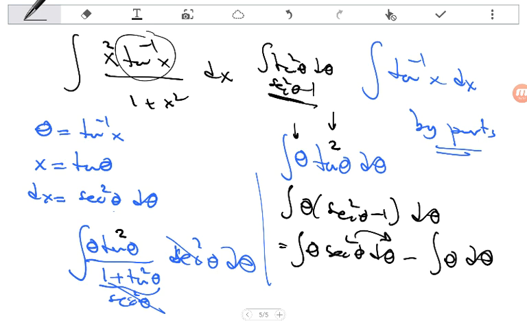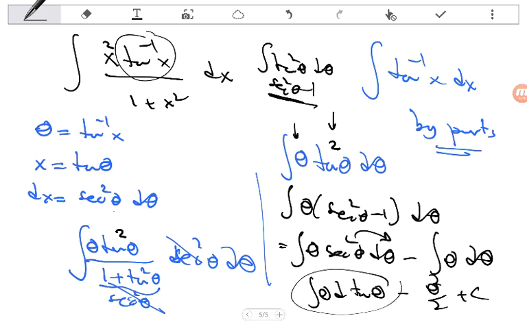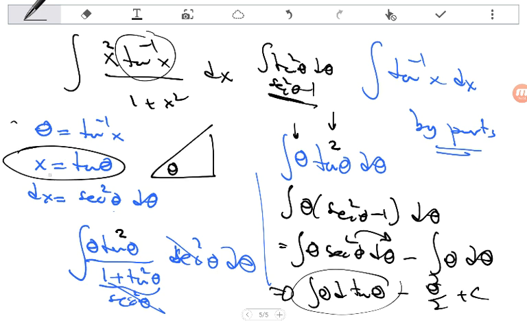Okay, this integral will be theta d tan theta, and the other integral is theta squared over 2 plus c. Okay, this integral we will solve ordinarily by parts. It will be no problem here. Then the remaining step will be to return it to x. Theta is tan inverse x, and this will be 1 plus x squared.